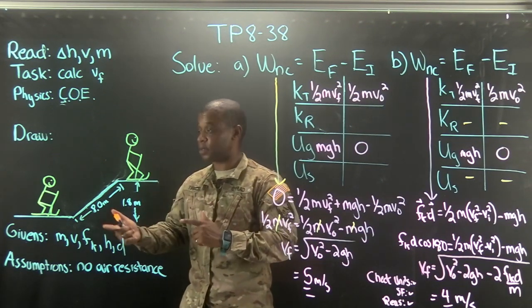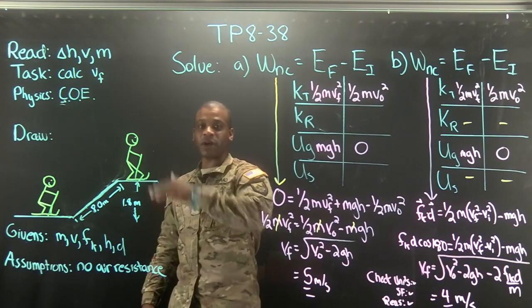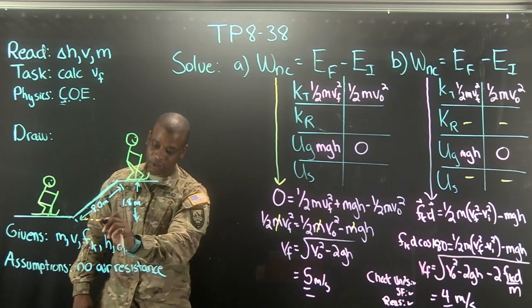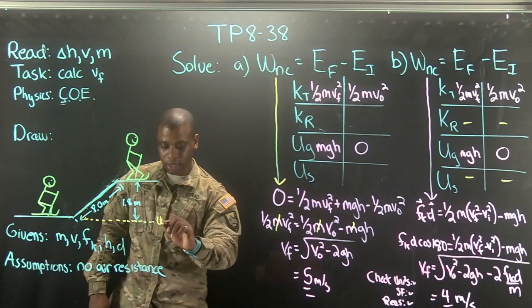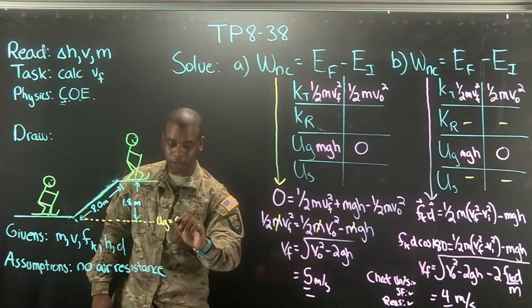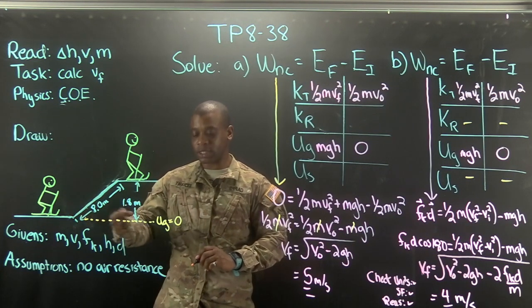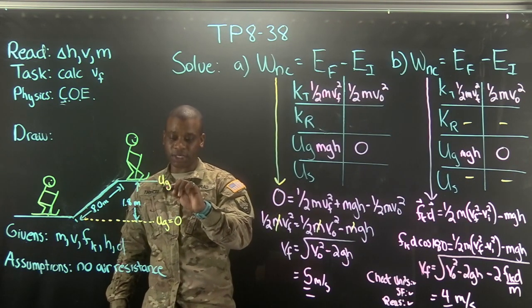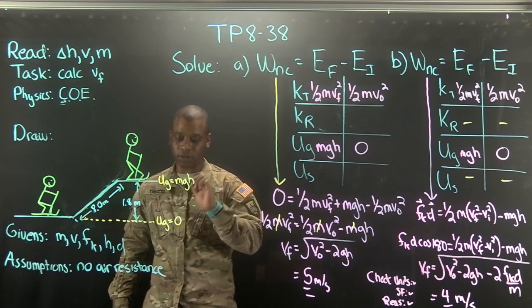Now, draw step. I draw my skier at his initial position. I draw my skier at his final position. Now, I know this is a conservation of energy problem, so what I'm going to do is set a reference point where the potential energy of the skier initially is equal to 0, and the potential energy of the skier at his final position due to gravity is equal to mgh.